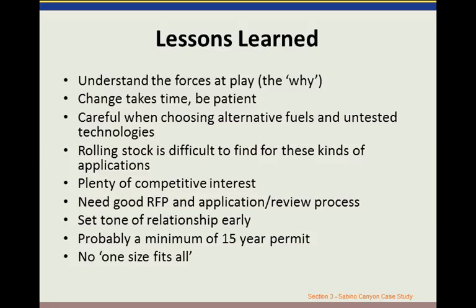This project has certainly tested my patience, and I'm still peripherally involved in the project, even not working for the Forest Service anymore.